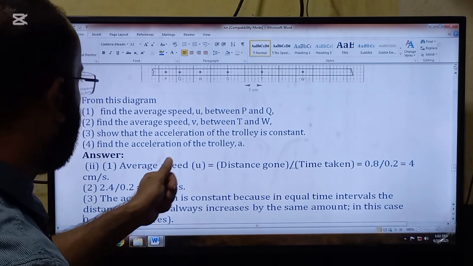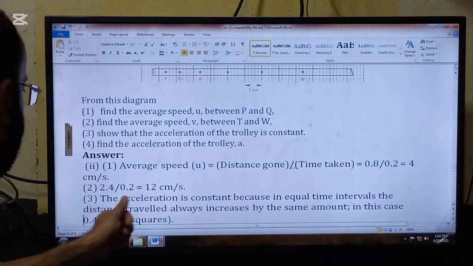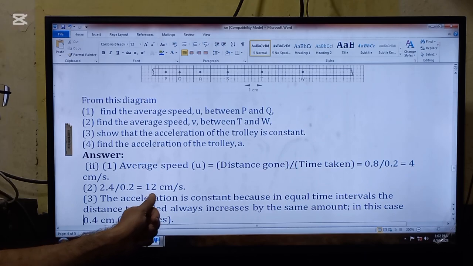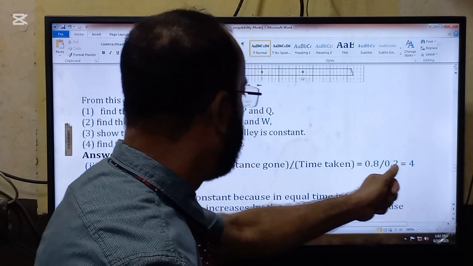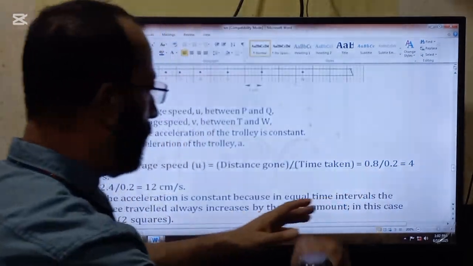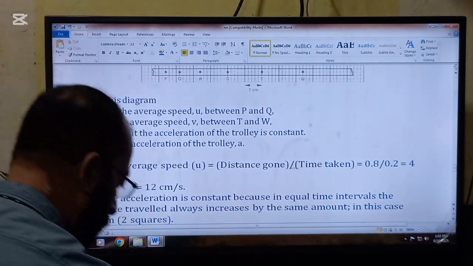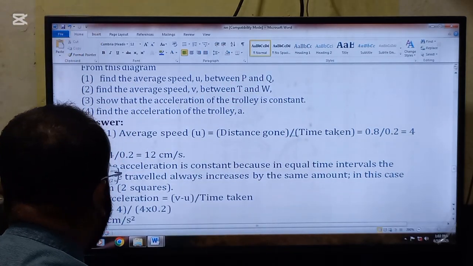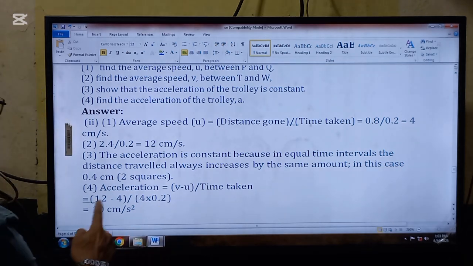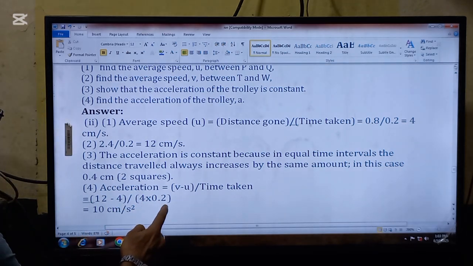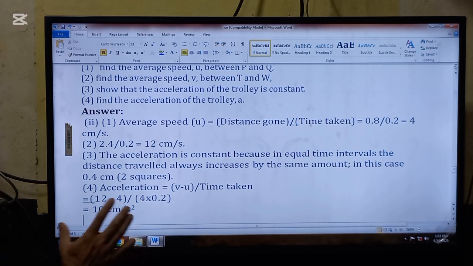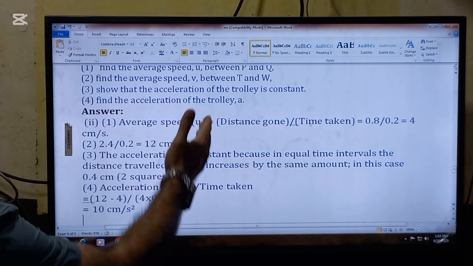V minus U, that is V is 12, U is 4. So 12 minus 4 divided by, there are 4 portions of 0.2, so 4 into 0.2. So look, 12 minus 4 over 4 into 0.2. Solve it on the calculator, you will get the answer. So this is the acceleration.